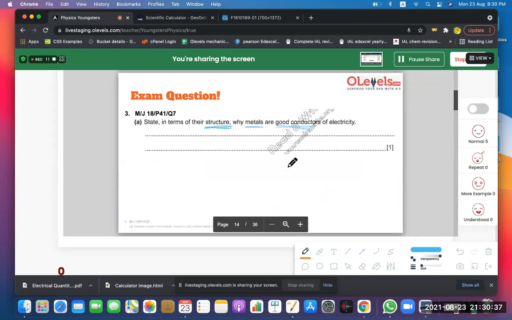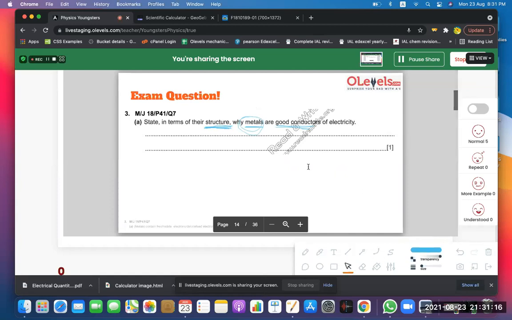Can anyone tell orally why metals are good conductors? We just studied the structure. Because conductors have free electrons. They are free to move. Very good. Metals have free electrons. Very good, Mohammed. Keep it up, everyone. Actually, you guys know the answer really well. So I will write down what we just studied.